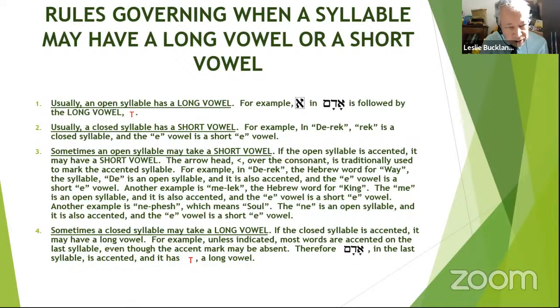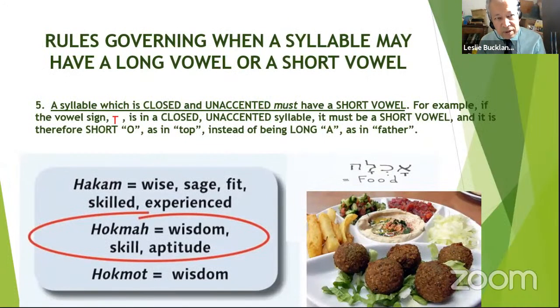Number 4. Sometimes a closed syllable may take a long vowel. Well, if that closed syllable has an accent on it, then it may take a long vowel. And the opposite is true. If that syllable, which is closed, doesn't have an accent on it, then it must have a short vowel. The rule restricts it to one particular vowel, and that is a short vowel. A syllable which is closed and unaccented must have a short vowel.